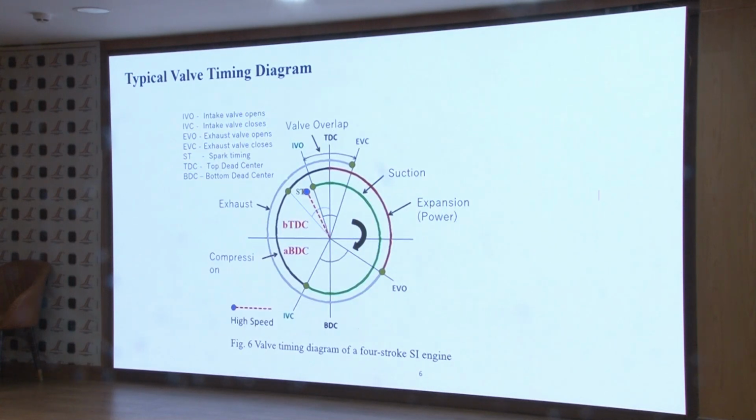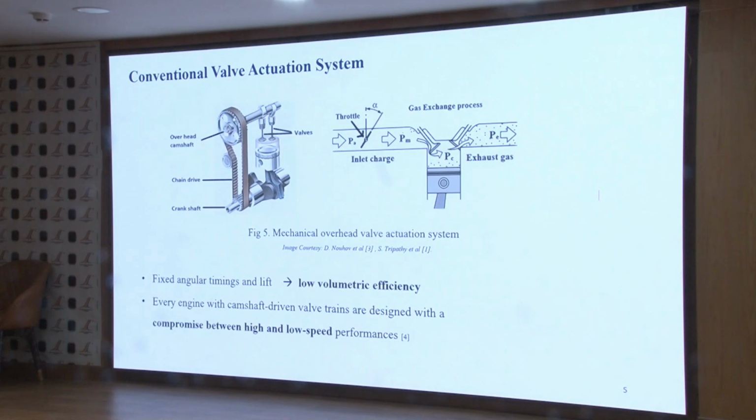This is the conventional one also. So we have three questions in our mind. First, how can we remove the throttle? The second question is how we can widen the range of speeds, and the third question is whether the valve events are independent of the engine speed or not.